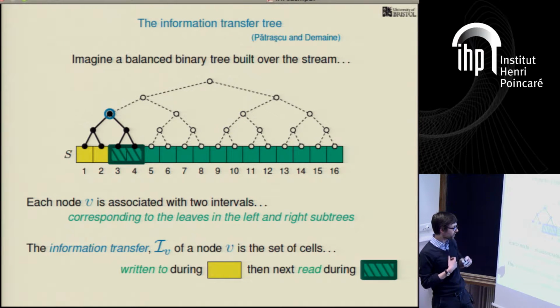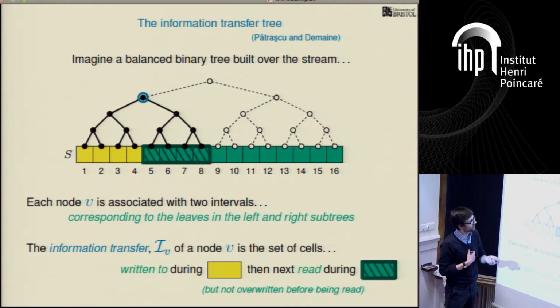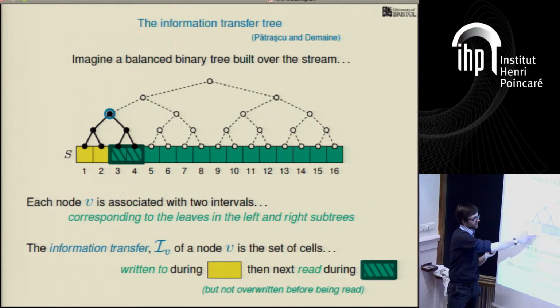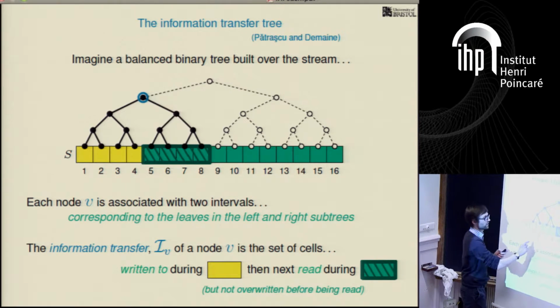So the important thing about this technique is that if I take the information transfer of some node like this, and then I look at the information transfer of, say, this node, these 2 information transfers are disjoint. I'm counting different probes. So the probes that I count in this information transfer are different probes from the probes being counted in here.